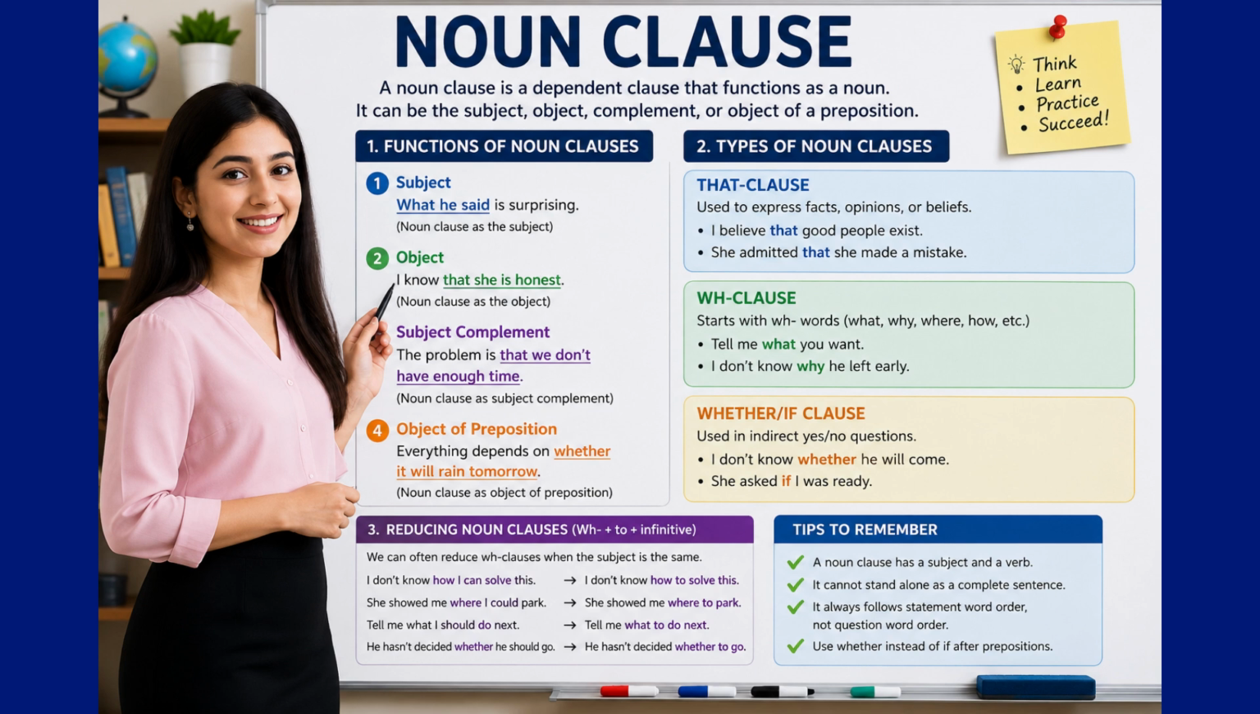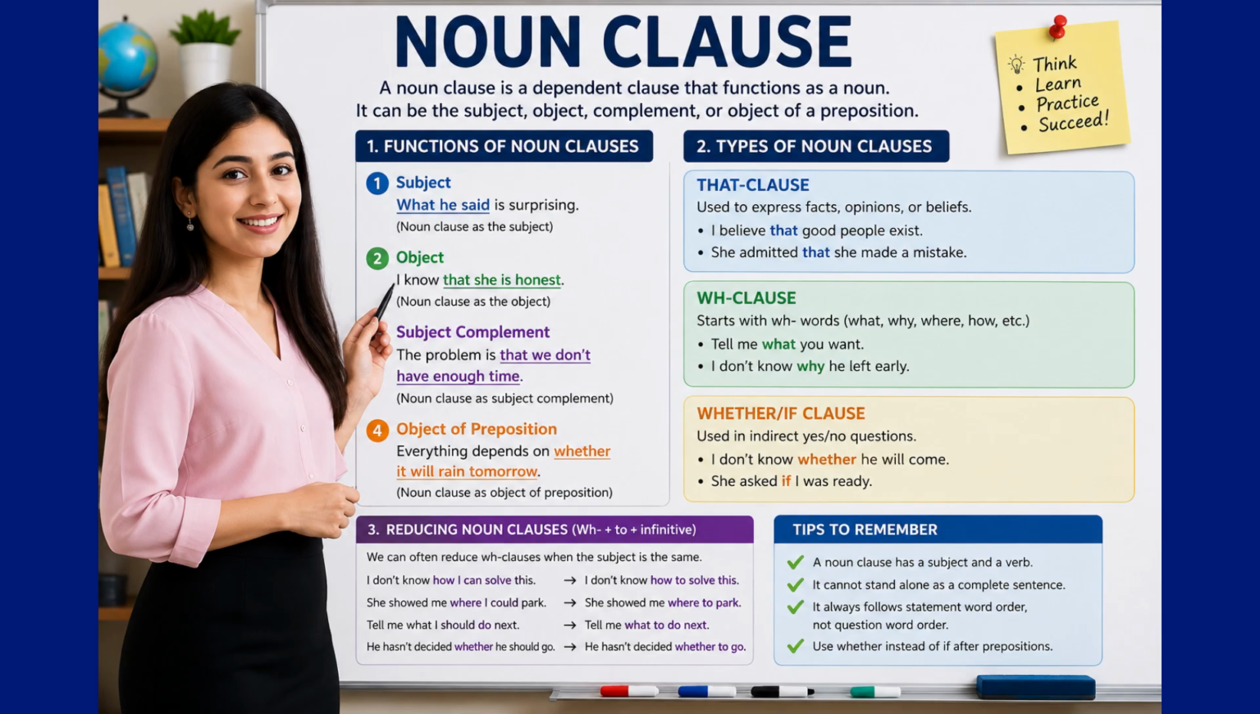Common mistakes. Before we finish, let's review several mistakes that English learners frequently make. The first mistake is using question word order inside a noun clause. Incorrect: "I know where does she live." Correct: "I know where she lives." Always remember that noun clauses follow statement word order.